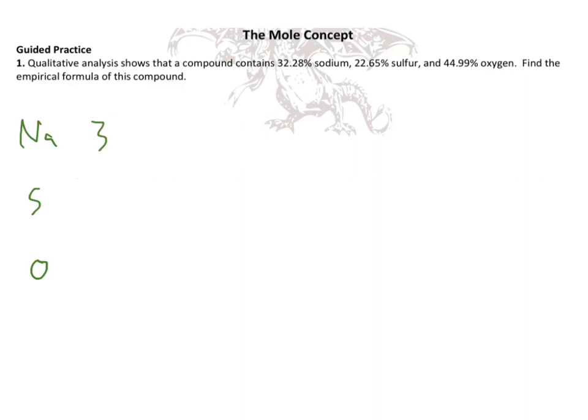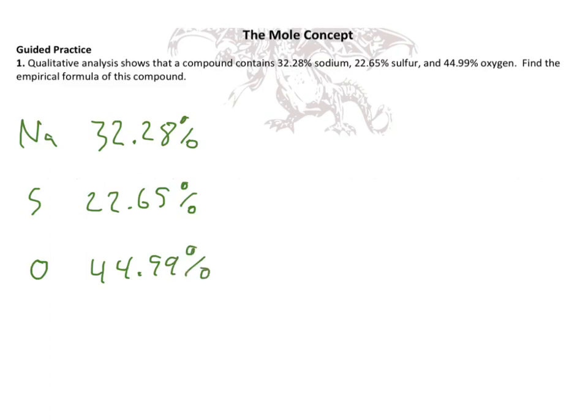Then you want to write what's given to you. So we're given 32.28% sodium, 22.65% sulfur, and 44.99% oxygen. And what we're about to do is use our poem to guide us through this problem, and I'm going to explain each part as we go. What I will say is you want to do each step to each element as we go. You don't want to just do one element. You want to do the same step to each one as you go.